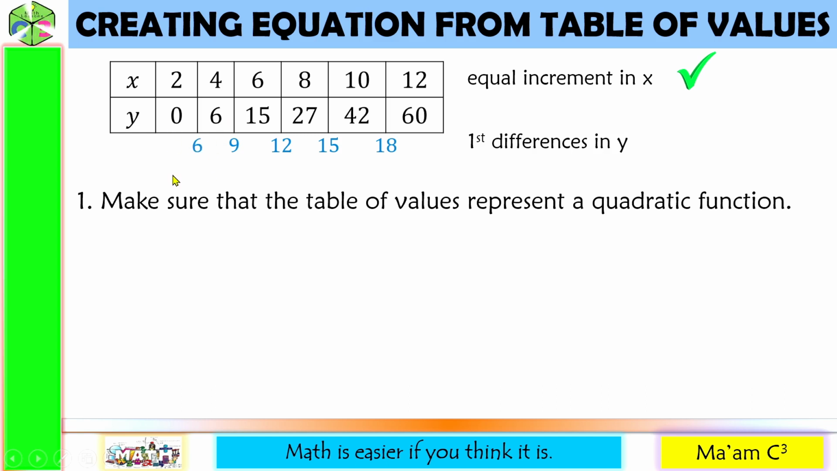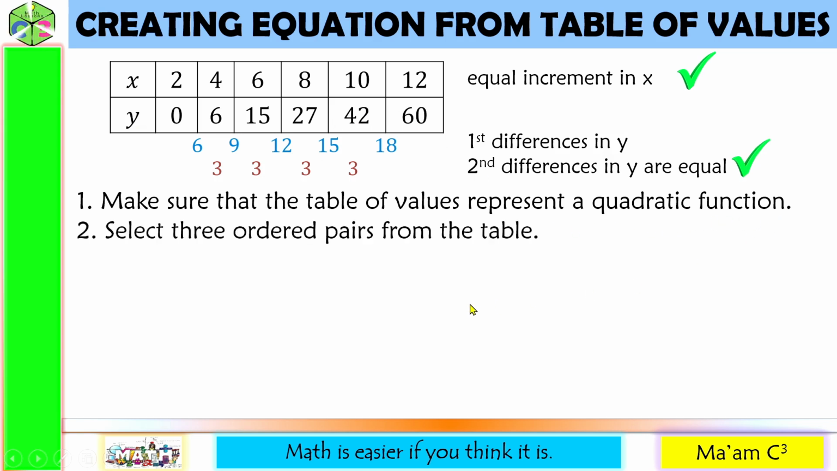Now we have to make sure that the second differences in y are equal. Let us see. 18 minus 15 is 3. 15 minus 12 is 3. 12 minus 9 is 3. And 9 minus 6 is 3. Since the second differences in y are all equal, then this is check. Now we are sure that this table of values represents a quadratic function.